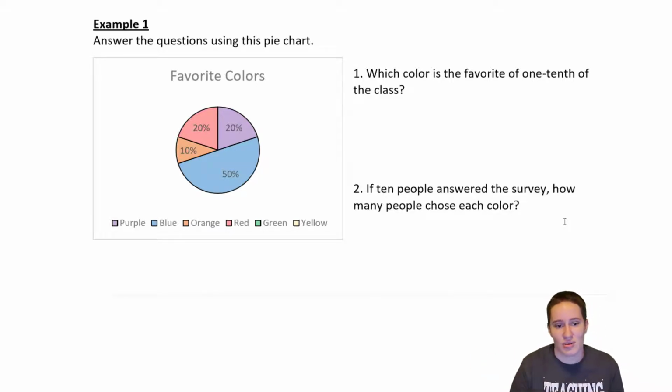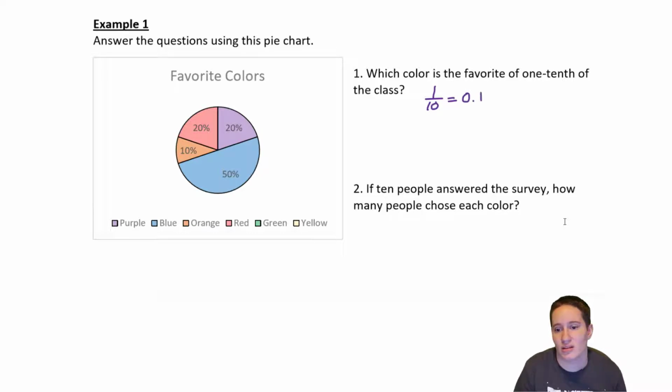So there's a number of things that we can think about as we're looking at this. Just from the pie graph itself, we actually are not given information about how many people were asked this question. I know how many people were asked, but it's not apparent just from what the chart says. So what we can do right now is think on number 1, what color is the favorite of 1/10 of the class? So we'd look at our pie graph and say, which one of these percents is equal to 1/10, right? So 1/10, which is also 0.1, right?